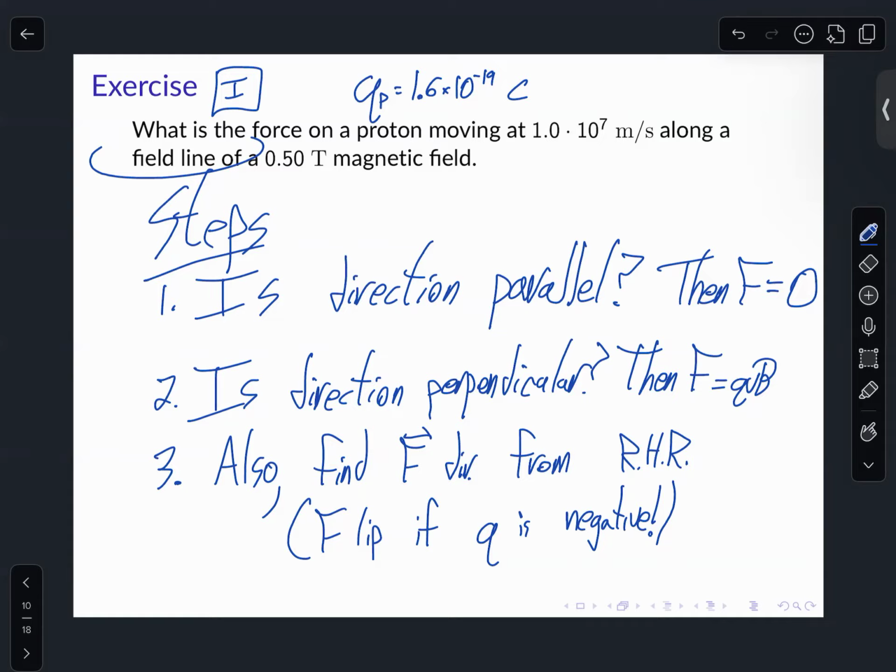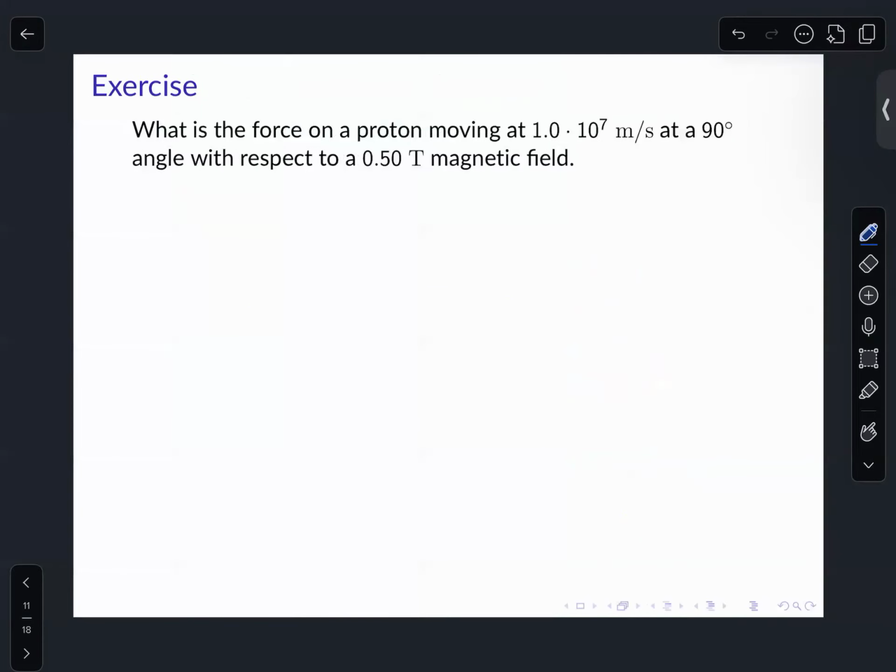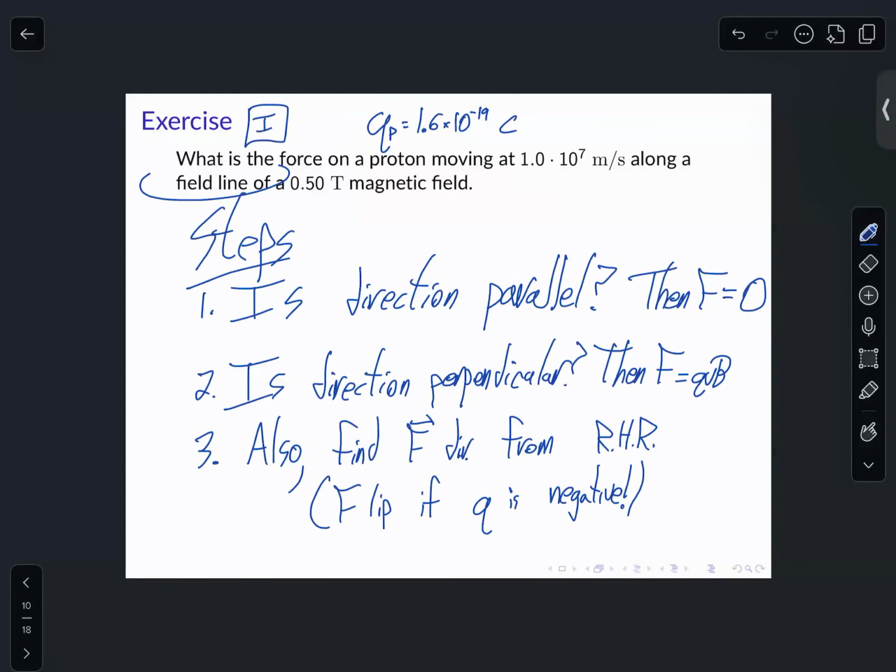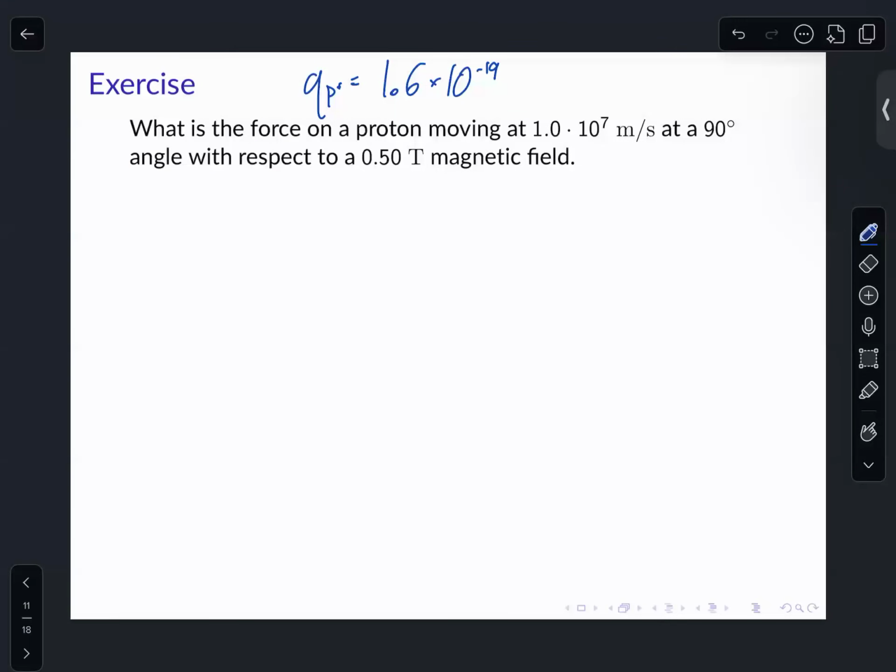Okay, here we go. Try this. Parallel 0, perpendicular QVB, right hand rule direction. And this is J. J is for Juliet. And my internet is screwing up again. Oh, God, I hate this.